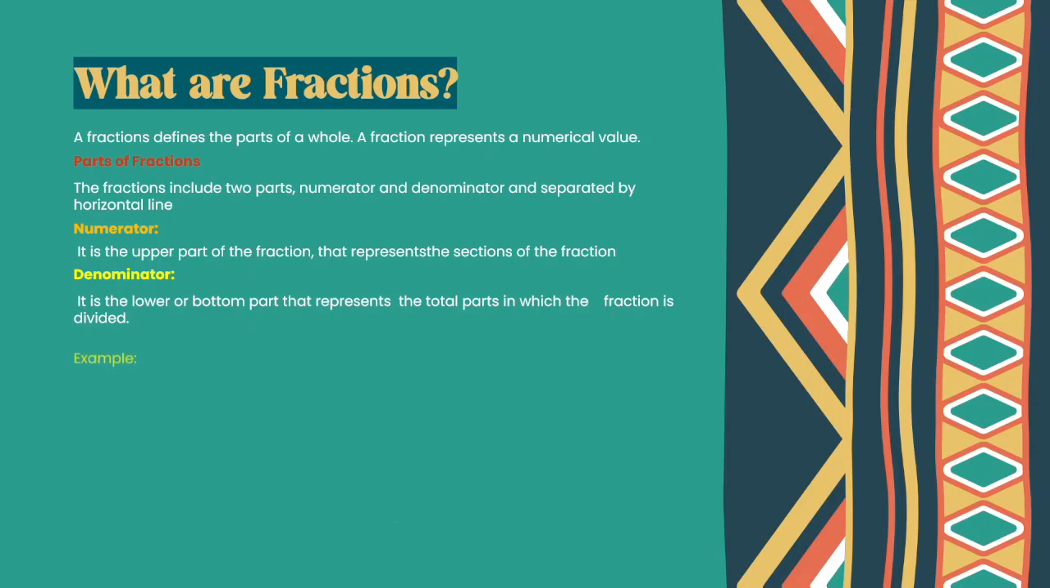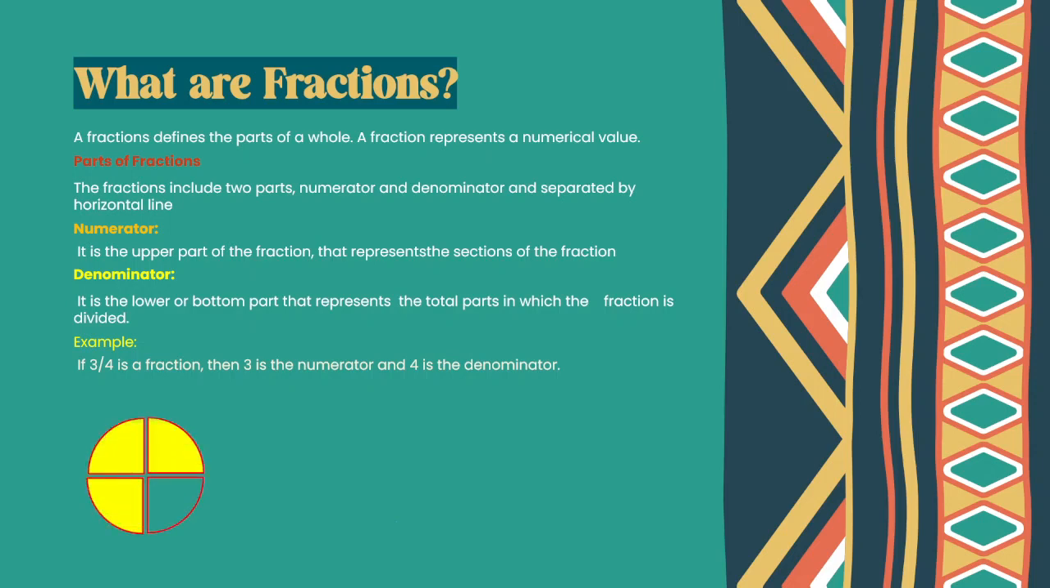For example, here is one fraction, that is 3 by 4. 3 by 4 is read as 3 by 4 or 3/4. This fraction is written in picture form like this. One circle is divided into 4 equal parts and 3 parts are colored yellow.